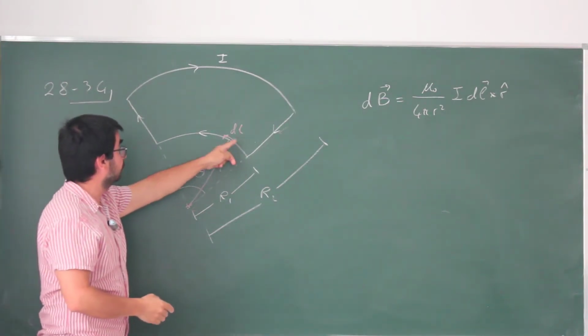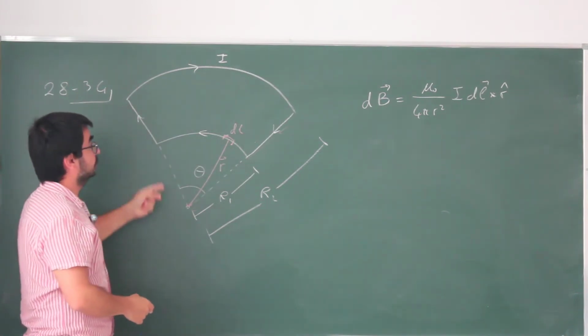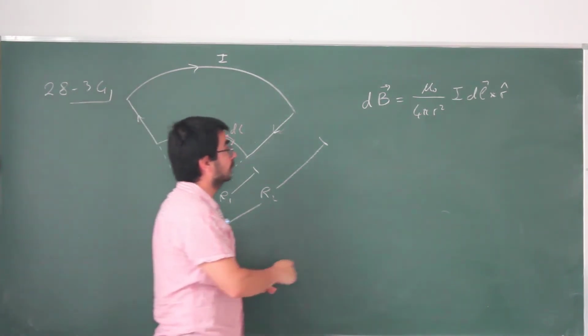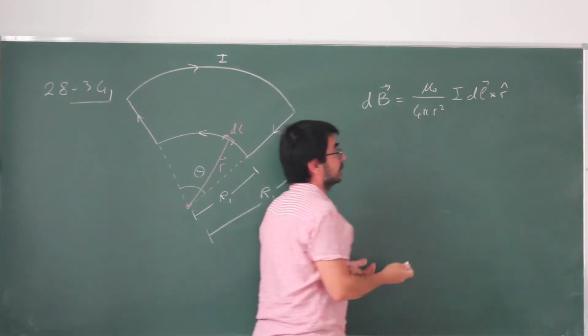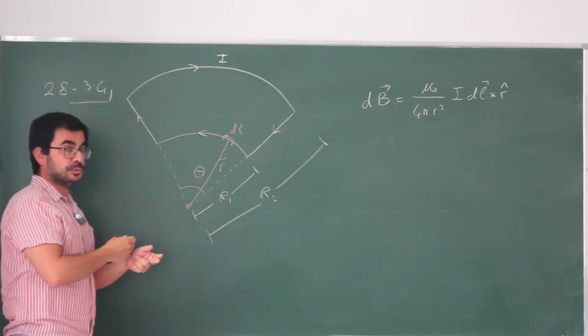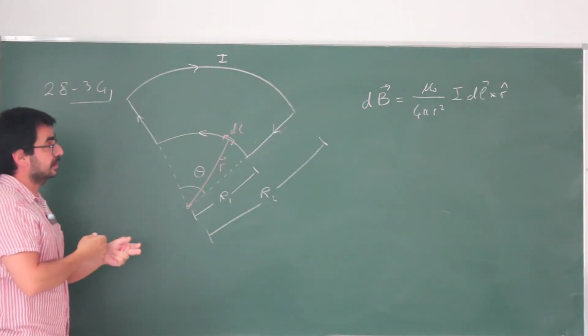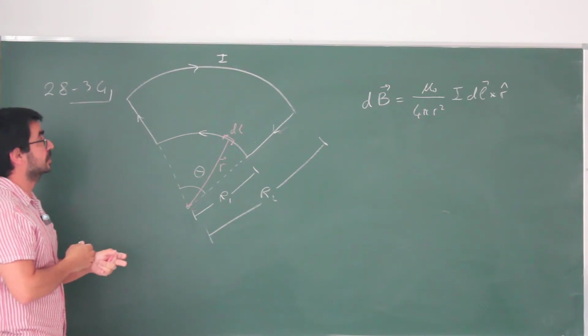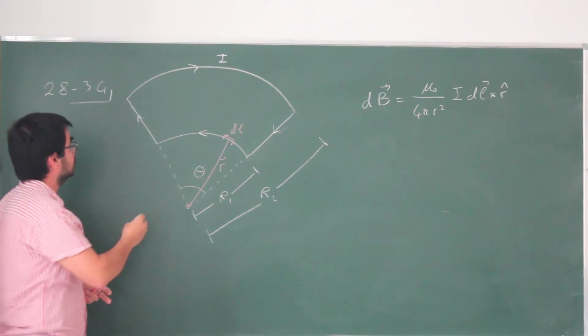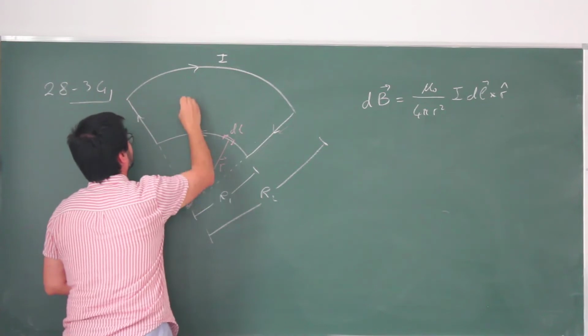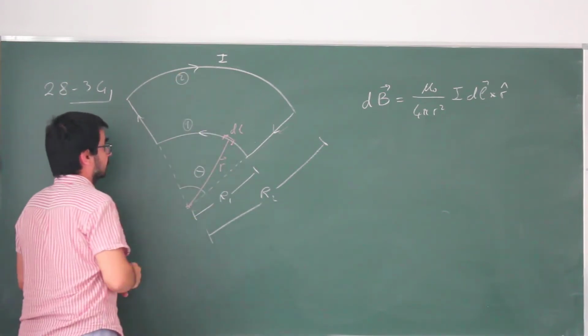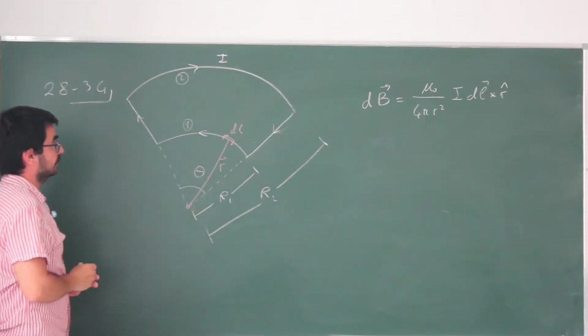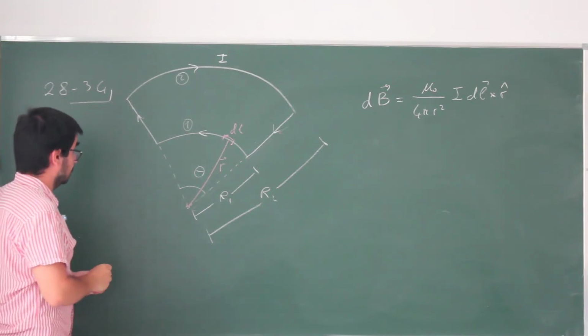And this is correct for every point on both of these circular arcs, which means that this cross product is going to become a simple product. Right? So the cross product involves a sine theta factor, but sine theta in this case is sine 90, which is just 1. All right, so I'm going to call these segments 1 and 2 and calculate the magnetic field produced by both of these segments. So let's start with 1.